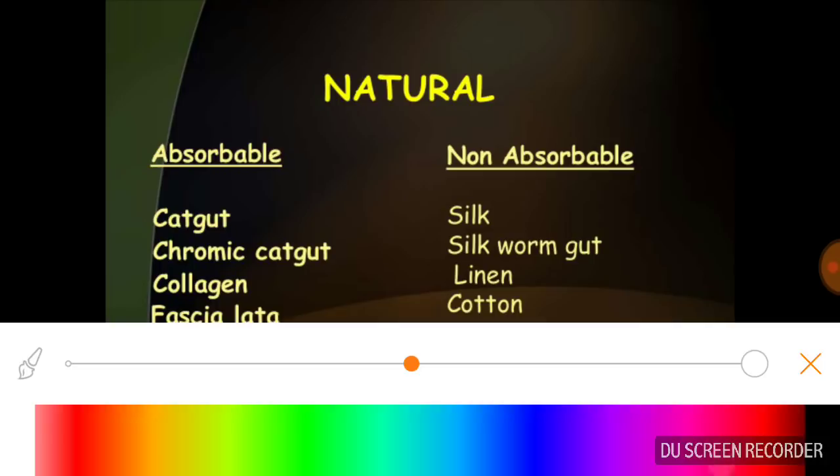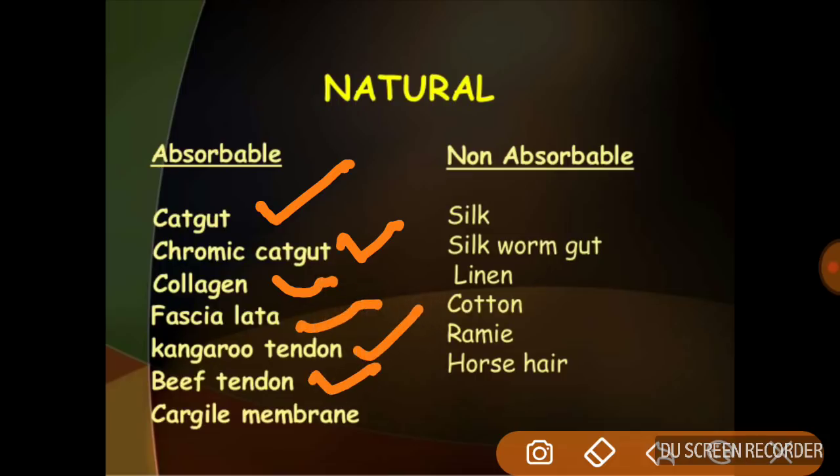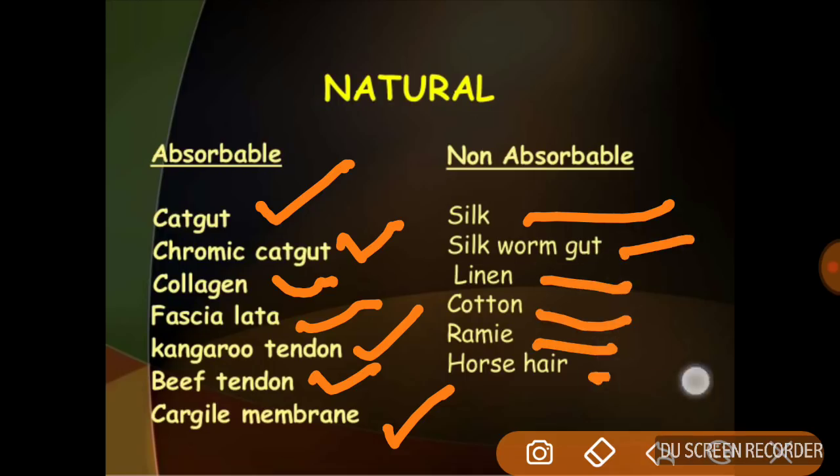I would suggest you take a copy and pen and note it down, the absorbable and non-absorbable. Some things you need to note and revise for your further revisions. Among absorbable and natural, catgut is there. Catgut: from cat you come to natural, and it is absorbable. Chromic catgut, collagen, fascia lata, kangaroo tendon, beef tendon, Cargile membrane. Non-absorbable, you all know, must have used a lot in gynae: silk, silkworm gut, linen, cotton, ramie, horsehair.